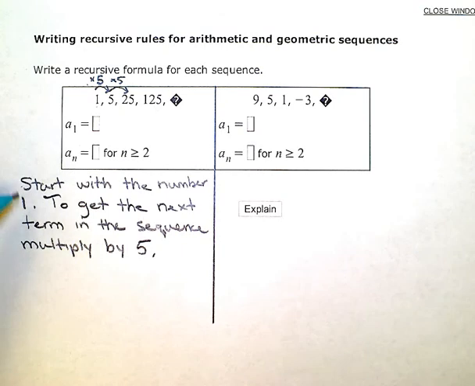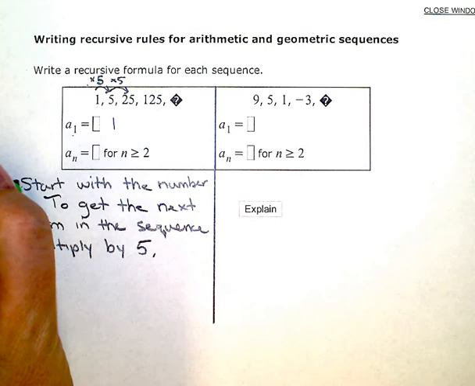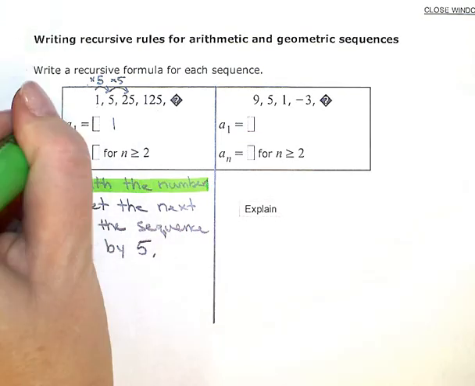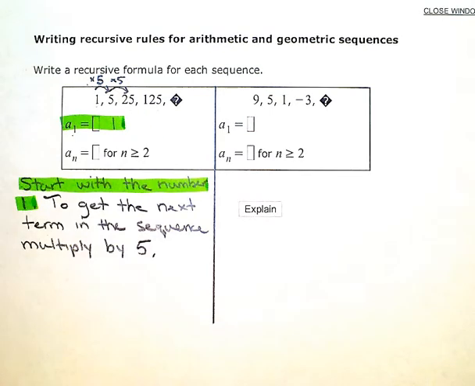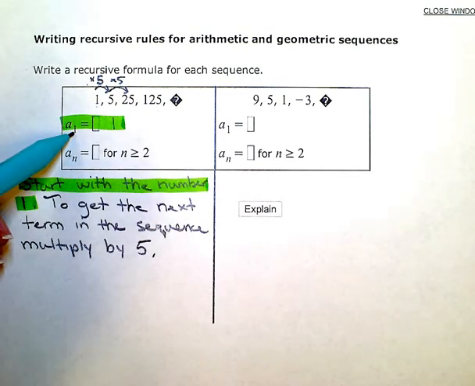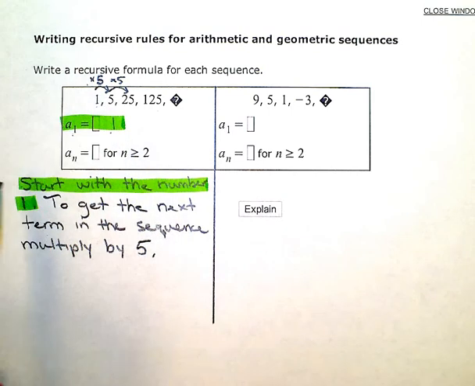Start with the number 1. So symbolically, that's what this is saying right here. The value of the first term, or what is the first term in the sequence? What are we starting with? In this case, it'll be 1, okay? So this part of the instructions, start with the number 1 to generate this sequence, symbolically is what that says right there. The value of the first term in my sequence is 1.